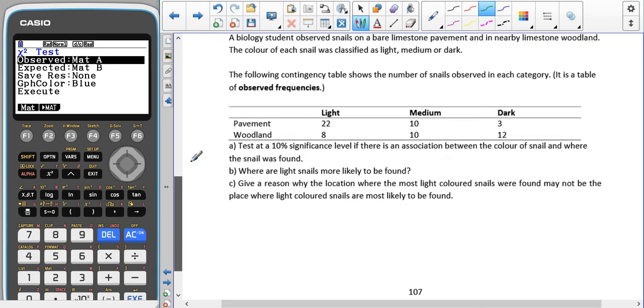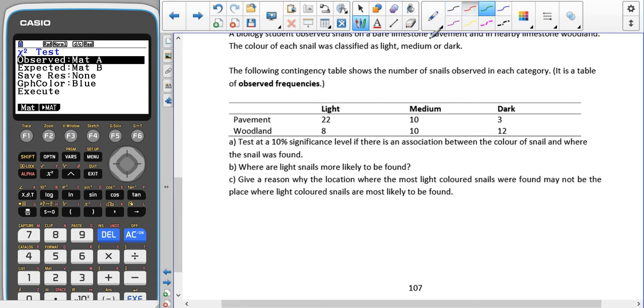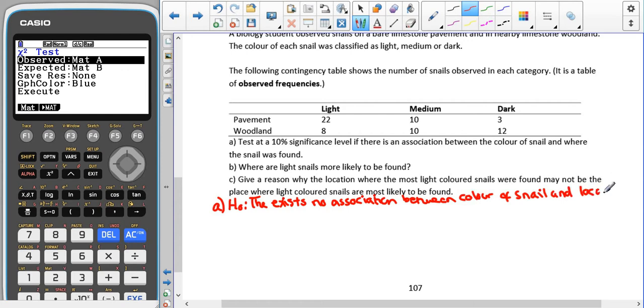And as always with hypothesis tests, we're going to start off by having an H0 and an H1. This is one of the only hypothesis tests where we have to use words. So our H0 is always going to be: there exists no association between, and then we have to put the two variables that we have. In this case, colour of snail and location found.